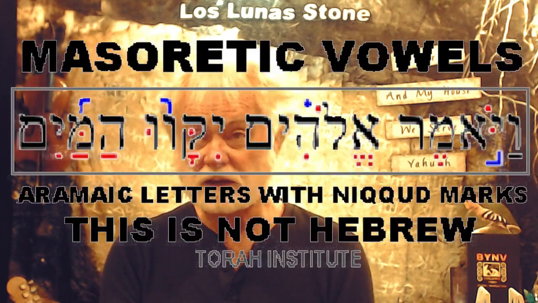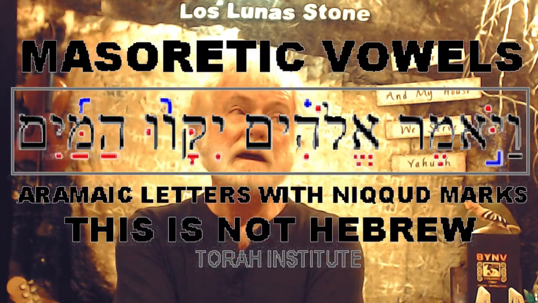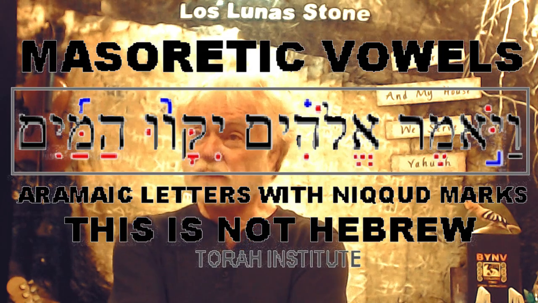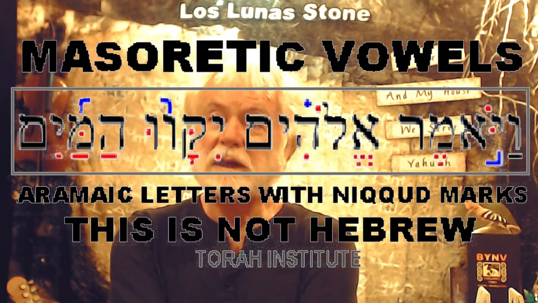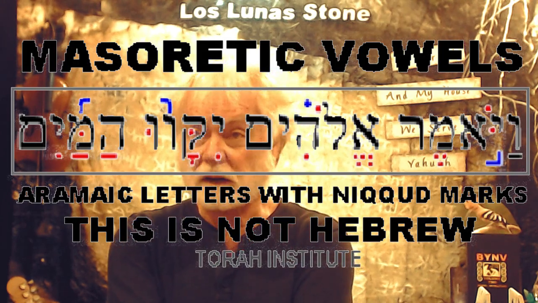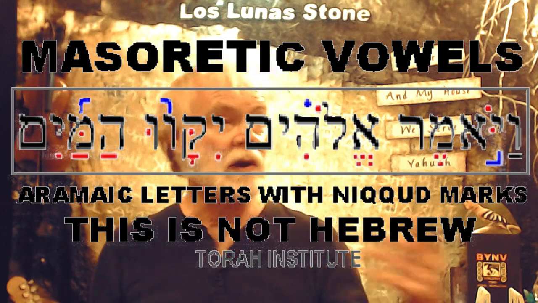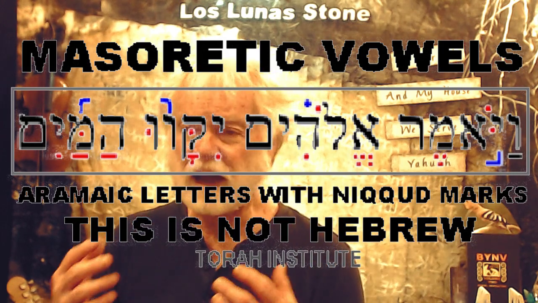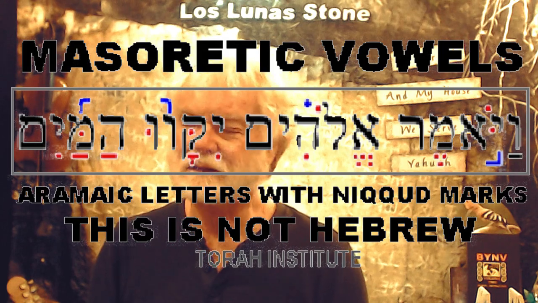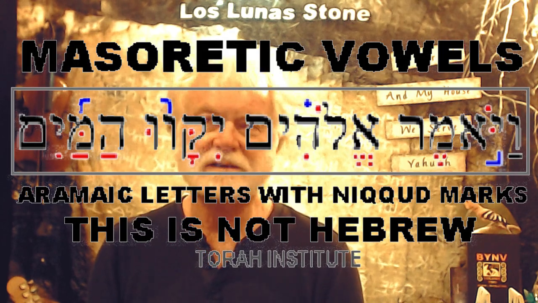And then in the 8th century CE, or AD as they call it, we are introduced to a new factor. Little twiddly diddles called Nikud marks. Everybody's going, I know how to say it. I got the vowels now. They think that the Hebrew alphabet is just consonants.